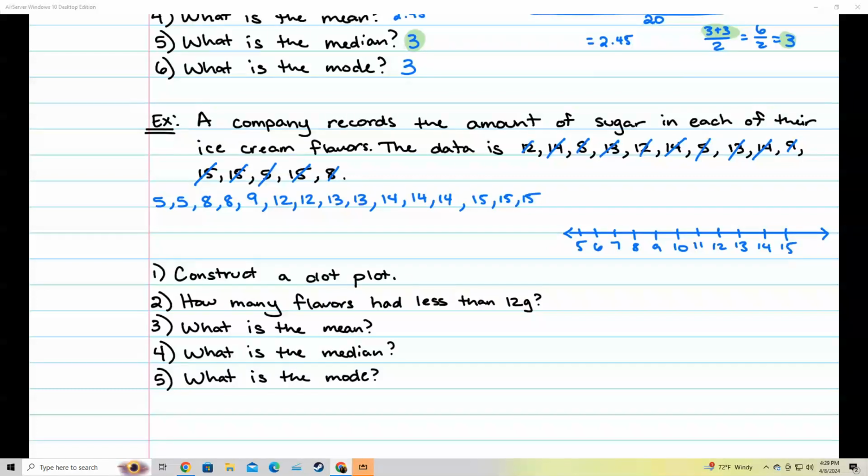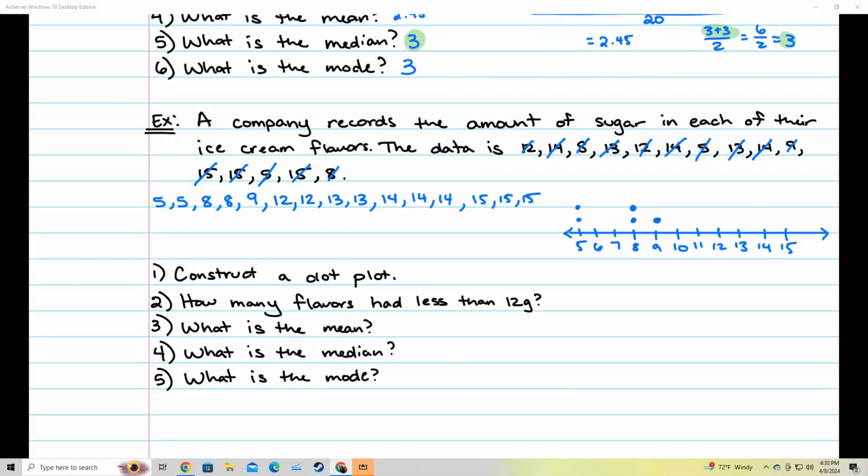All right, so now that I have my number line set up, I can go ahead and start making my dots. How many 5s do I have? I have 2 5s right here, so I'm going to go ahead and draw 2 dots on top of the 5. There are no 6s, so I'm not going to put any dots on the 6. There are no 7s. There are 2 8s, so I'm going to put 2 dots. There is a 9.